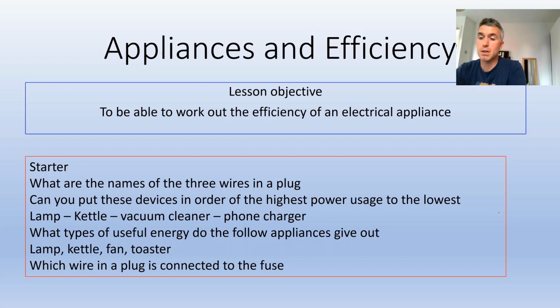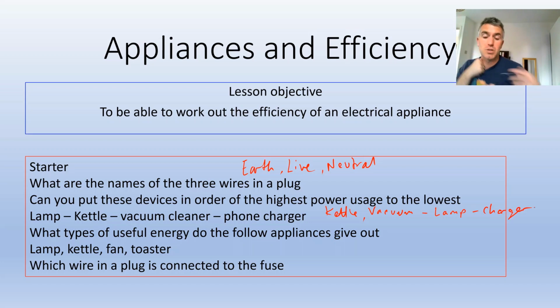Okay, three wires in a plug. We have the earth, we have the live, and we have the neutral. Can you put these devices in order of the highest power usage to the lowest? Well, the highest power usage, I've told you many times, is a kettle. In fact, I'm going to show you that later. It uses about 3,000 watts. Then after that, we've got a vacuum cleaner. Then we have a lamp. And then a charger.